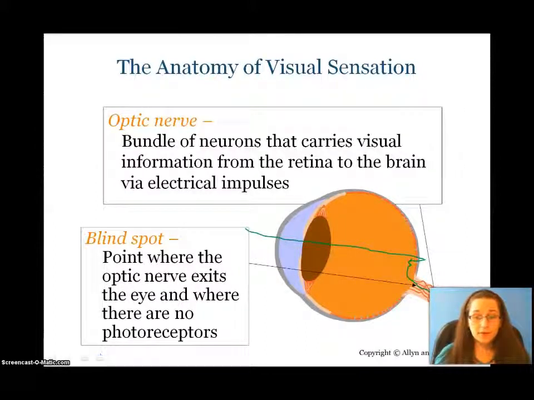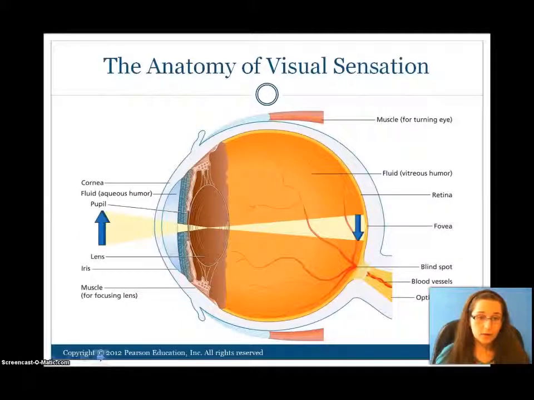Where the optic nerve actually exits the eye is called the blind spot. The reason that it's blind is that there are no photoreceptors on it, so we're not sensing color and we're not sensing light on the part where the optic nerve is leaving the eye.